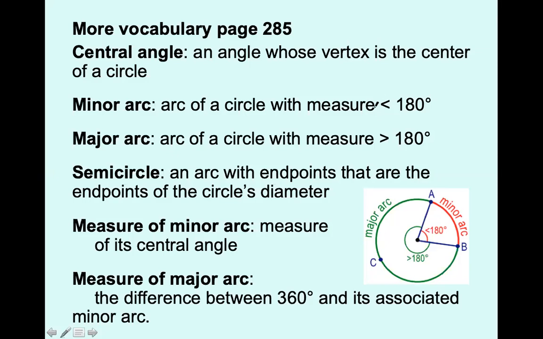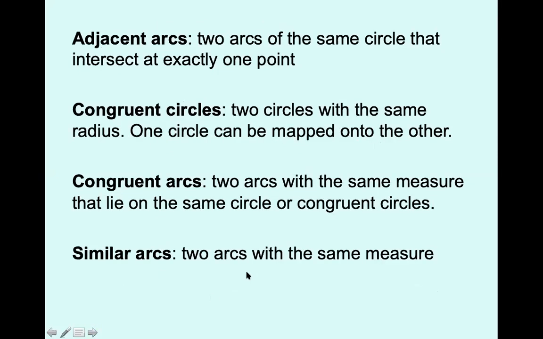Minor arcs are arcs that have a measure less than 180. A major arc is an arc that's greater than 180. If we have an arc that's equal to 180, that's a semicircle, all right? And its endpoints would be on the circle's diameter. The measure of a minor arc is exactly the same as the measure of its central angle. Major arcs are the difference between 360 and the associated minor arc. So let's look at some of those.